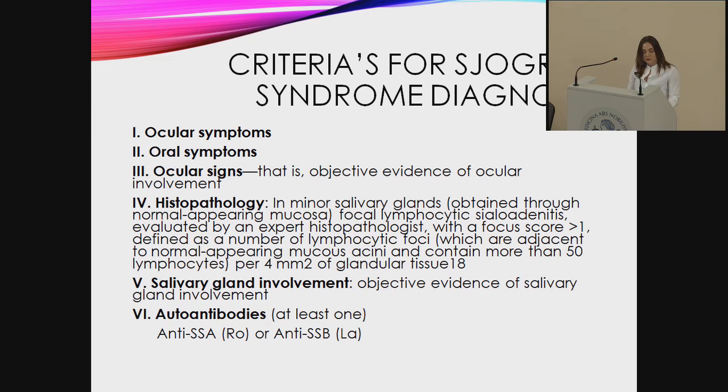This slide shows the criteria for Sjogren's syndrome diagnosis. For today, they are established clearly, and they include ocular symptoms, oral symptoms, ocular objective signs, histopathology, and salivary gland involvement. And autoantibodies should be revealed from the blood analysis.